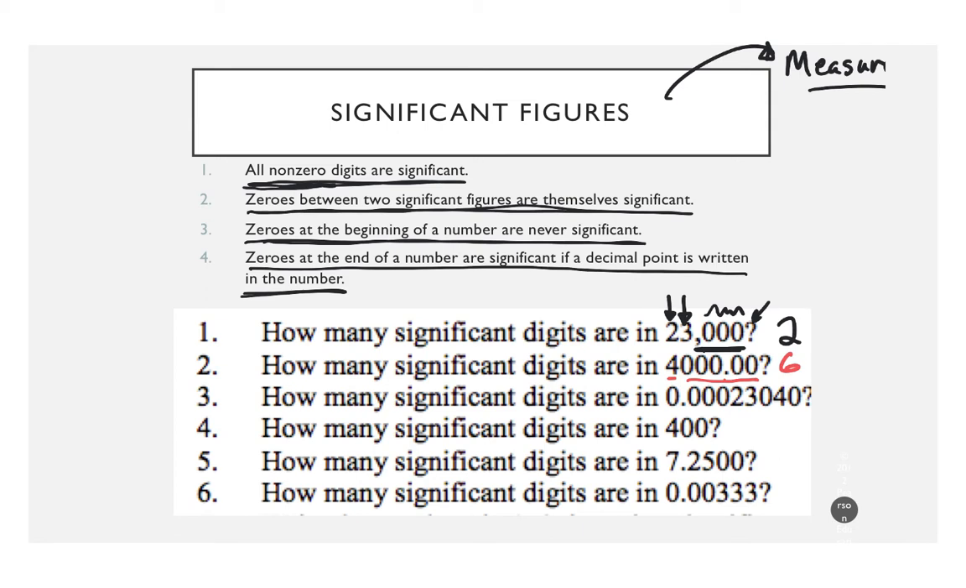The next one, how many significant digits are in this number? Well, we've got a 2 there and a non-zero digit there. So now let's talk about the zeros. Zeros at the beginning, not significant.